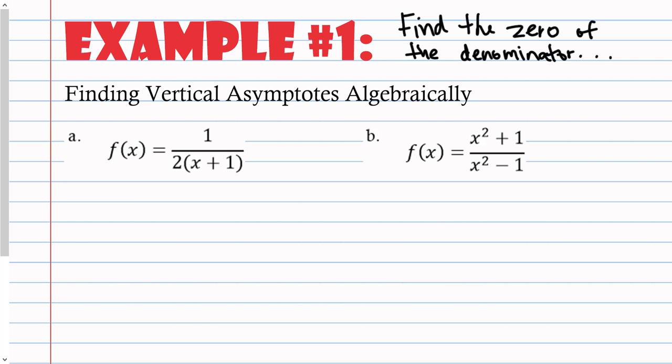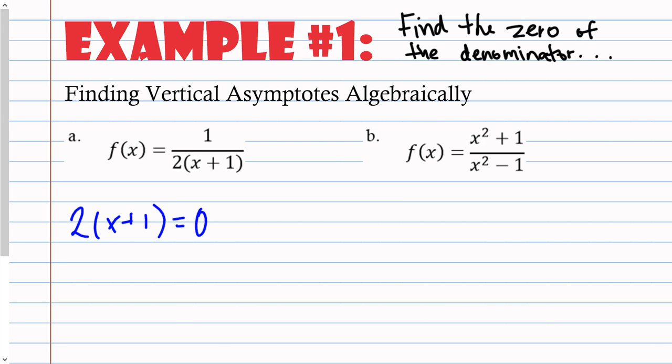Now, there's an exception, and that is a hole. Before you look for vertical asymptotes, you want to make sure that there aren't any holes in the equation, so you would factor those out first. For these two, I don't have any, but for the next example, there is a hole. So we're just going to do A right now. I'm going to take the denominator and set it equal to 0.